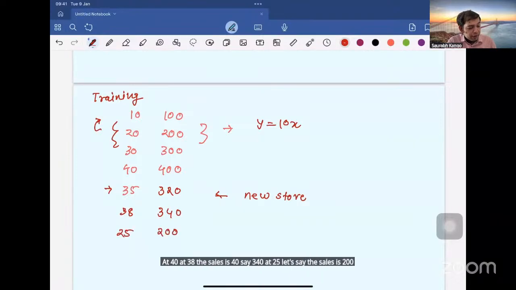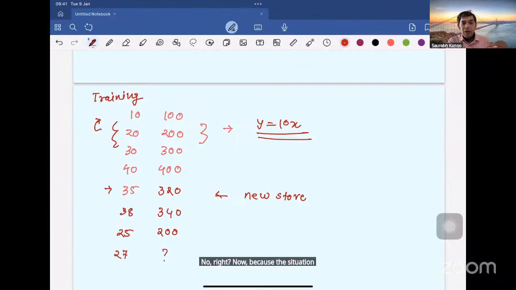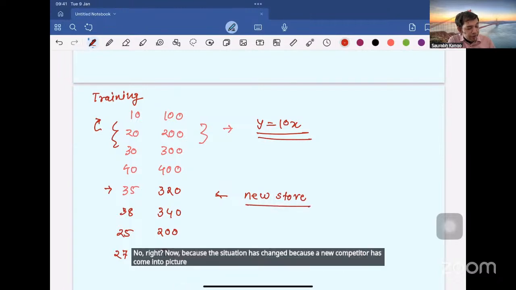Do you think y is equal to 10x is the best equation in order to make the prediction for 27 degrees Celsius? No, right? Now, because the situation has changed, because a new competitor has come into the picture, can I say that this equation also needs to be updated?